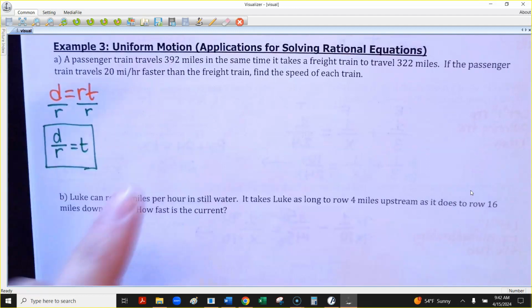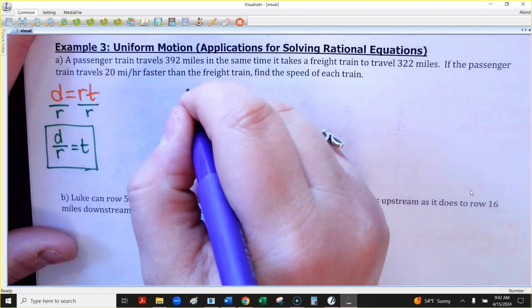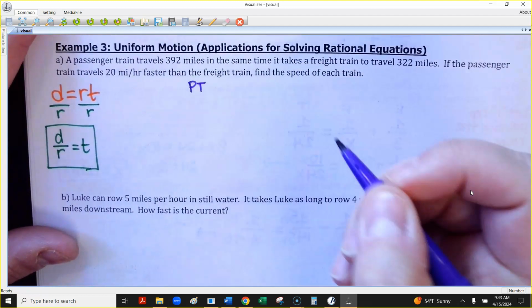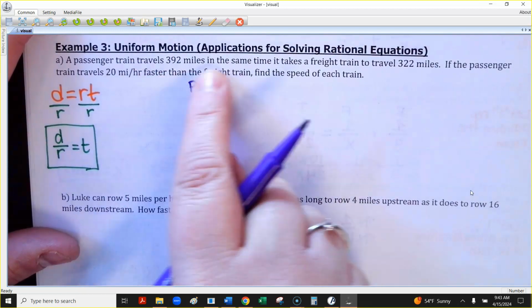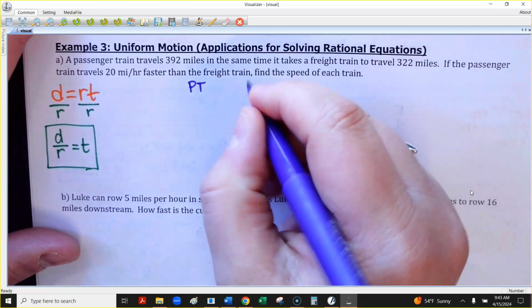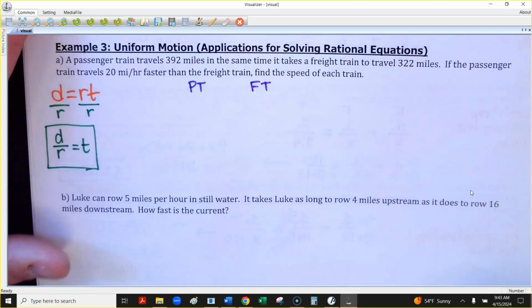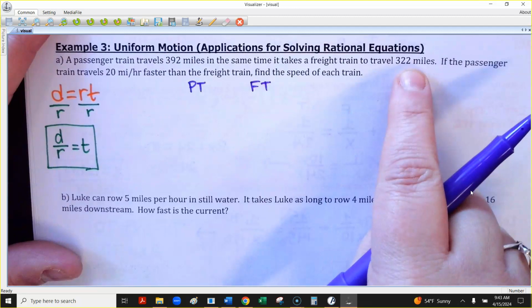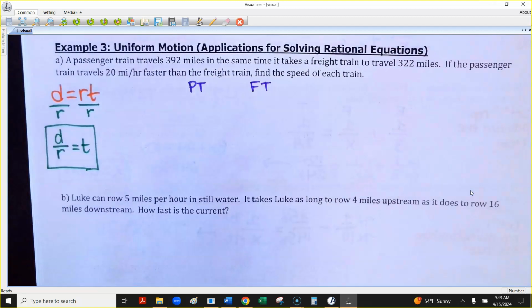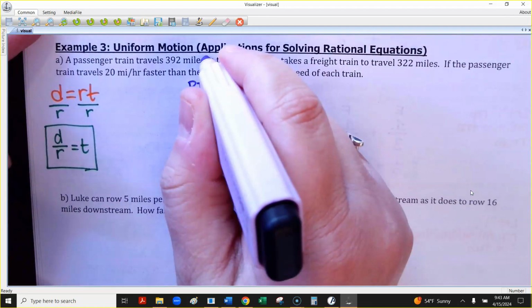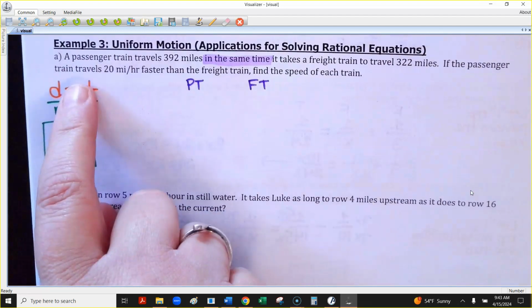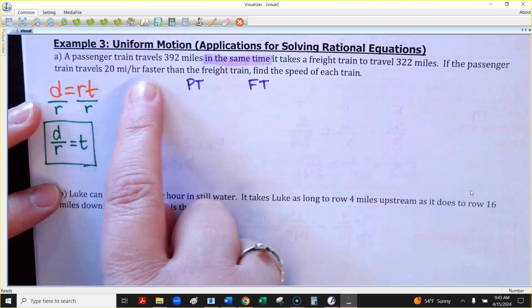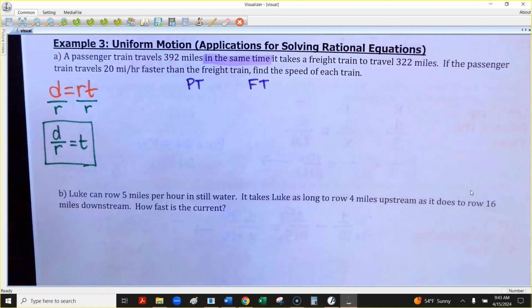Okay, so this says we have a passenger train. So I'm going to write passenger train. And it's going to travel 392 miles in the same time it takes a freight train. I'm going to write FT for freight train. And that's going to travel 322 miles. The key here says in the same time. All right, so the times for these two trains are going to be the same. Okay, if the passenger train travels 20 miles an hour faster than the freight train, find the speed of each.